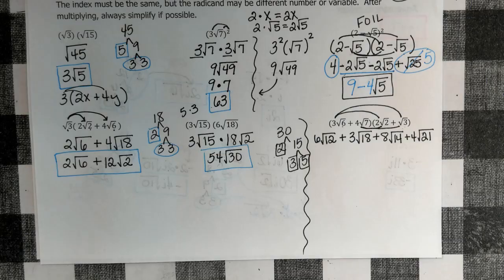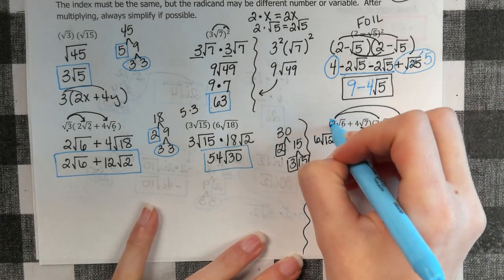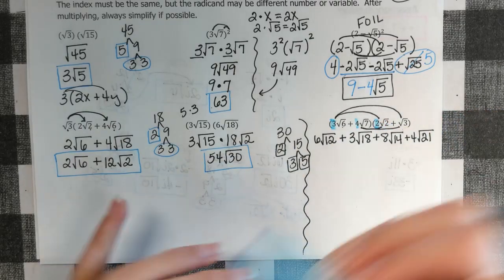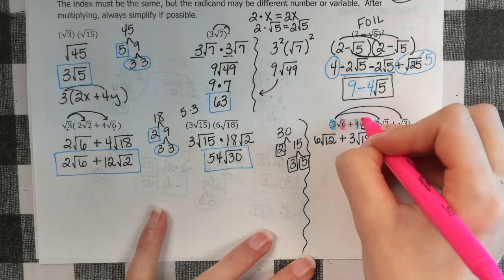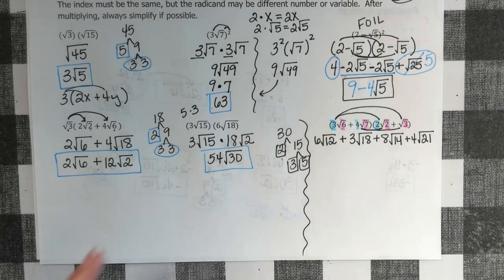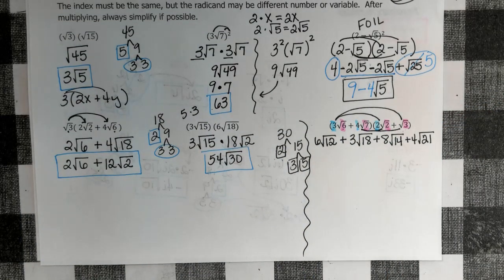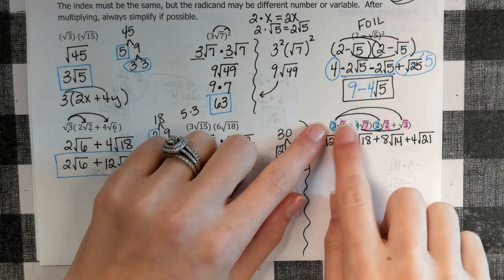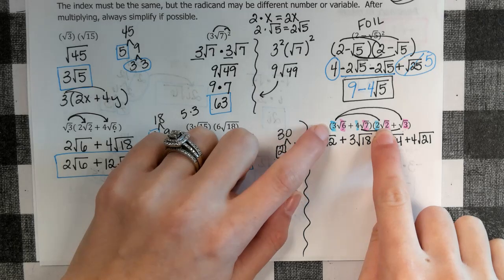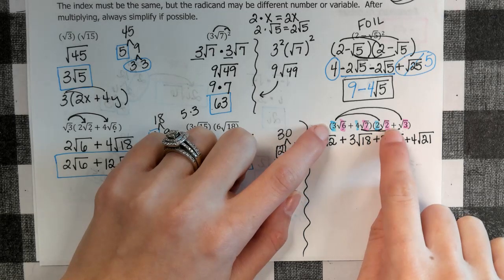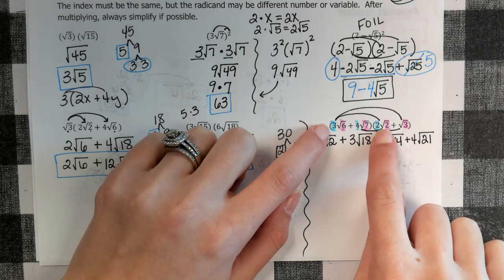Now, if you are someone who struggles with that, if you're looking at that and you have no clue or you're kind of unsure, I would take 2 highlighters and highlight all my coefficients one color, and then highlight my radicals another color. If I separate them by color, when I multiply, I can only multiply color by color. Does that make sense? So that 3 doesn't get multiplied by that 2 that's under the radical. It only gets multiplied by the 2 that I highlighted blue.